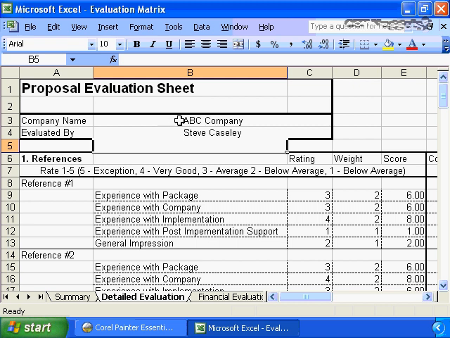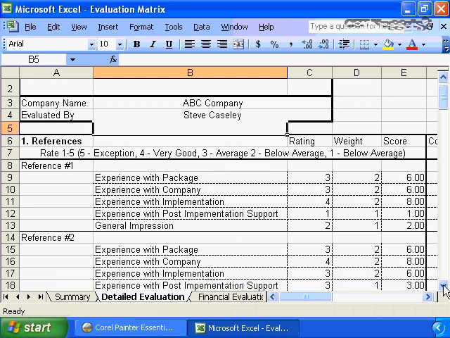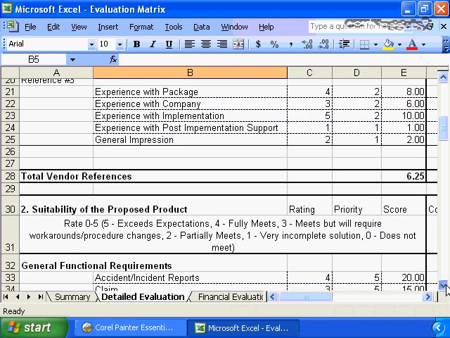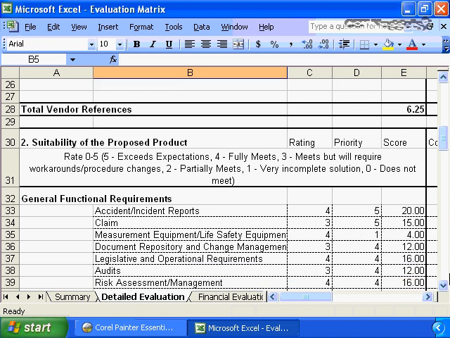We're evaluating company ABC, and it's been evaluated by myself, Steve. As we said, we go through and we evaluate each and every component. So I have, for this particular company's response, evaluated their experience with the package as a 3, their experience with the company with a 3, a 4, a 1, and a 2 respectively, and I've gone through and I've completed the complete evaluation based on the response I've received back from the vendor.